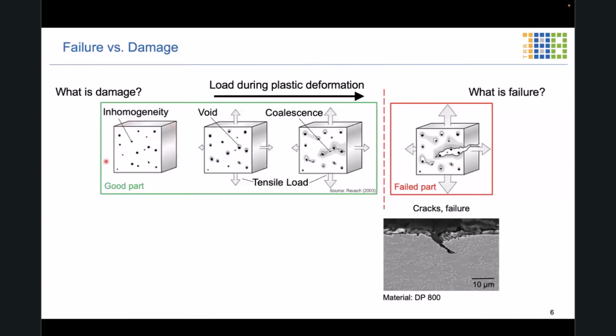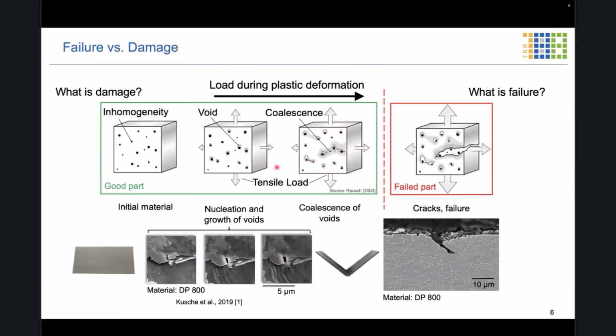So imagine you've got a part which is made of a ductile metallic material. Then you have to expect that this material contains inhomogeneities, like for example non-metallic inclusions. And these inhomogeneities very often play the role of nucleation sites for voids that evolve during plastic deformation. So the voids grow until finally we even run into a coalescence phase.